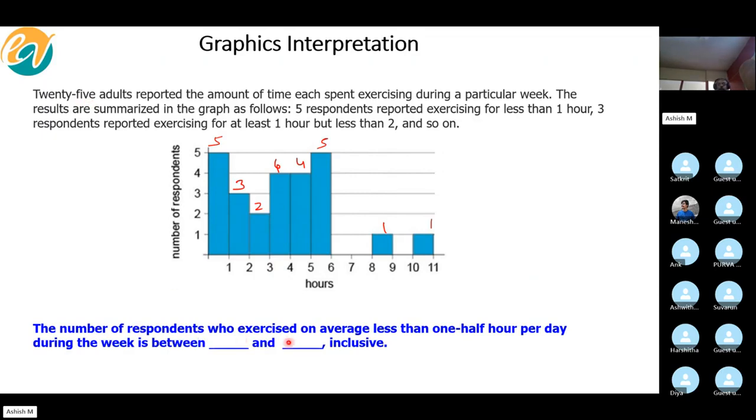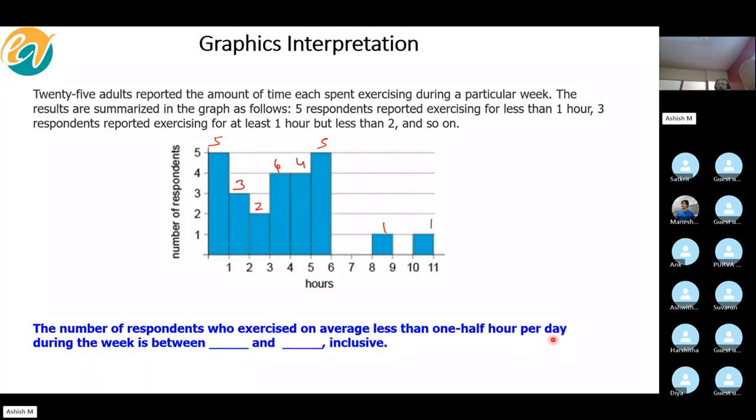Okay, number of respondents who exercised on average less than 1/2 hours. I don't know why this always creates confusion. Tell me how much is 1/2? Half. That's it. It's not 1.5. I don't know why students always interpret this as 1.5. No, it's 1/2, which is 0.5. So half hour per day.